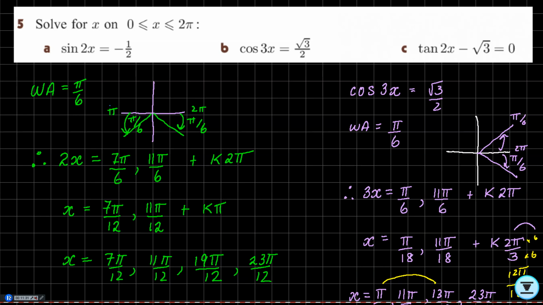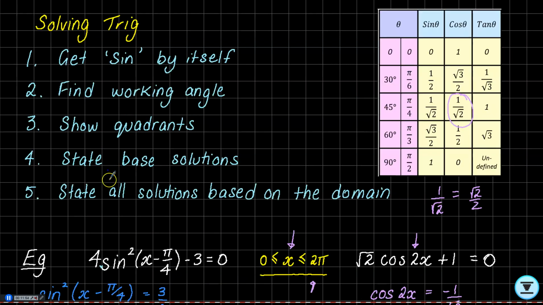Okay, so bookwork question, as soon as we see the sine 2x, again, we know that that's affecting the period. So we're going to have double the solutions in our domain of 0 to 2 pi, because between 0 and 2 pi, we get 1 lap of sine x. When I have sine 2x, I'm going to get 2. So anyway, we go through the same process here. We're going to get sine by itself, find the working angle, and show the quadrant.